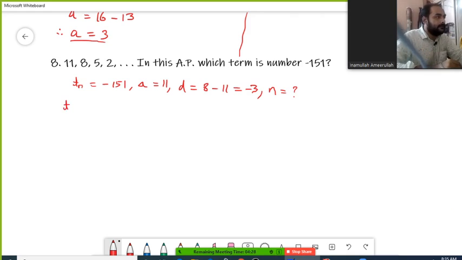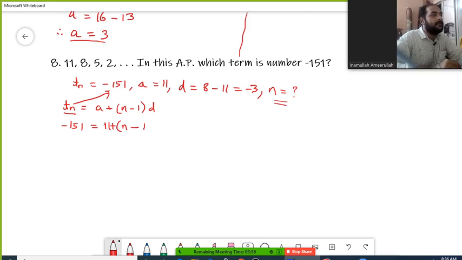Tn equals a plus n minus 1 into d. So I'm going to use this formula where Tn, the nth term, is minus 151. So here I'll take minus 151. This is my nth term. The first term of the AP is 11 plus n. n we don't know. We need to calculate n. So I'll write n minus 1. d is minus 3. So here I'll take minus 3.